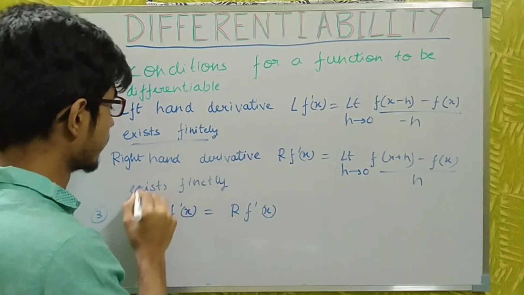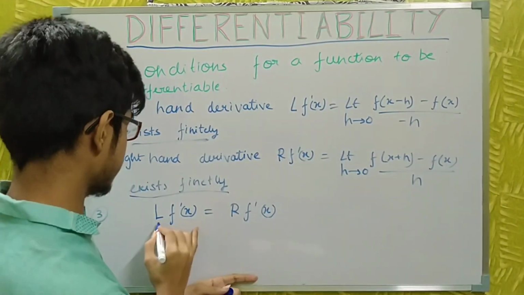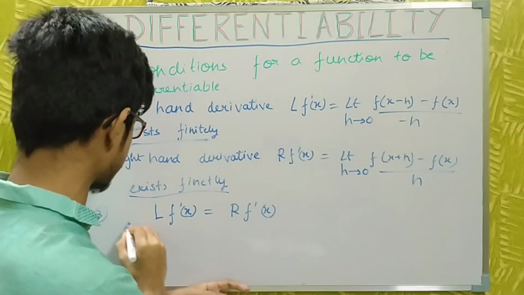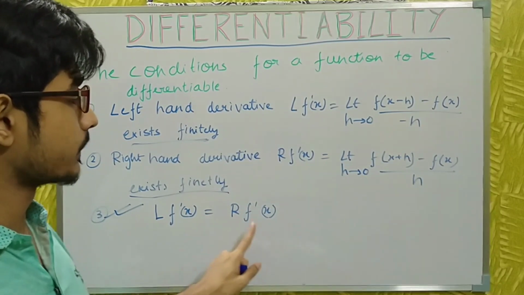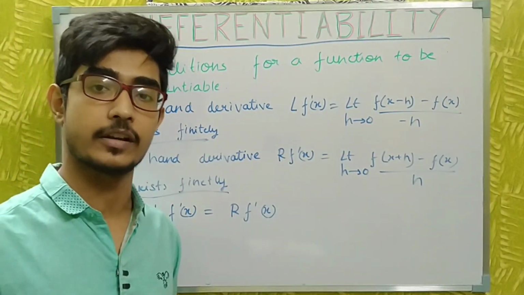Both of the derivatives should exist finitely, and the left hand derivative should be equal to the right hand derivative. This is the most important point. The left hand derivative should be equal to the right hand derivative. These are the main conditions for a function to be differentiable.